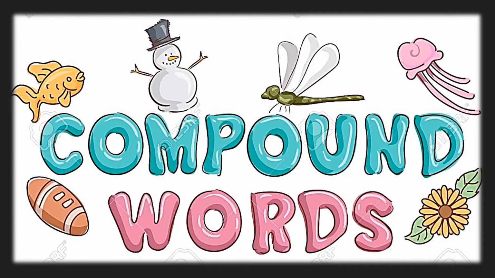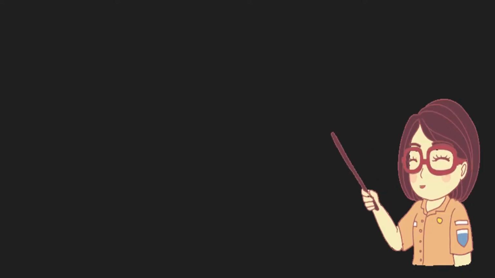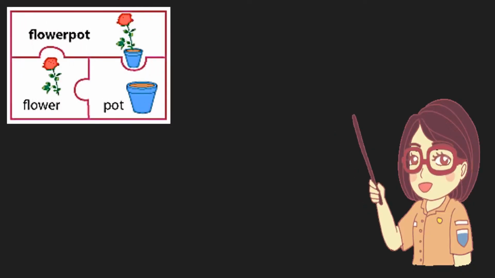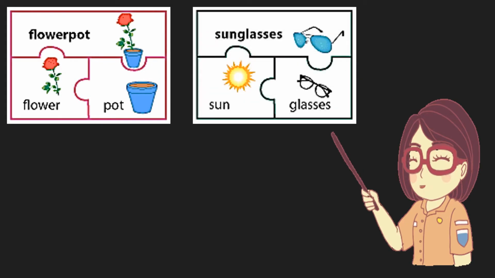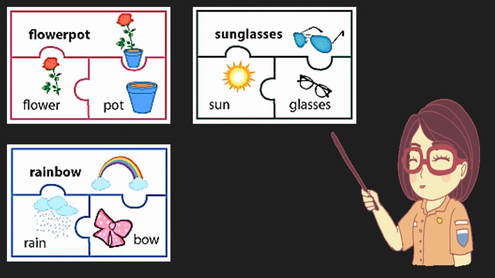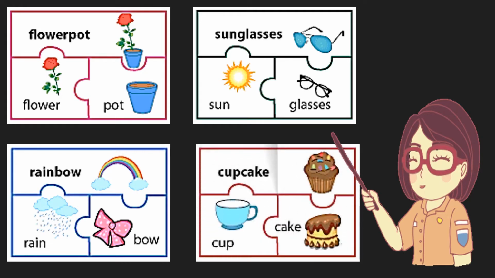Compound words are two words that when you combine them together, you create another word. For example, flower and pot becomes flower pot. Sun and glasses becomes sunglasses. Rain and bow becomes rainbow. Cup and cake becomes cupcake.